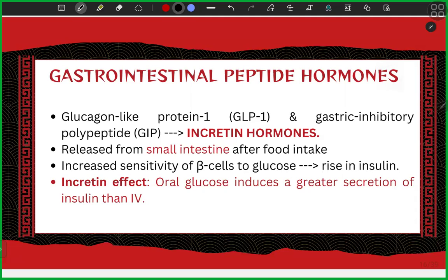Now there's something called the incretin effect, which means that oral glucose induces a larger secretion of insulin than IV. Why does this happen? Because if you take oral glucose, it's like you consumed food, right? You basically just consumed food, and then the small intestine is going to release these GLP-1 and GIP, and that is going to increase the sensitivity. So if it increases the sensitivity, it's going to give you a rise in insulin. So that's why oral glucose induces a larger secretion of insulin than IV does.